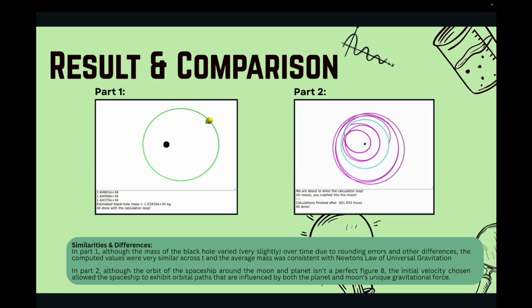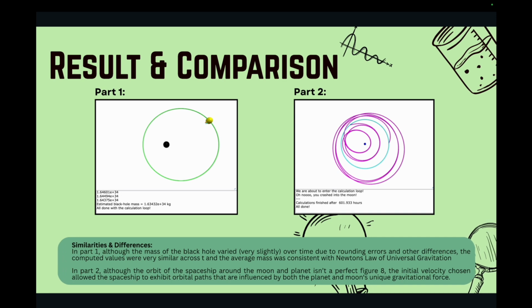All right, in part 1, although the mass of the black hole varied very slightly over time due to rounding errors and other differences, the computed values were very similar across time, and the average mass was consistent with Newton's law of universal gravitation. In part 2, although the orbit of the spaceship around the moon and planet isn't a perfect figure 8, the initial velocity chosen allowed the spaceship to exhibit orbital paths that are influenced by both the planet and the moon's unique gravitational force, obviously without crashing.